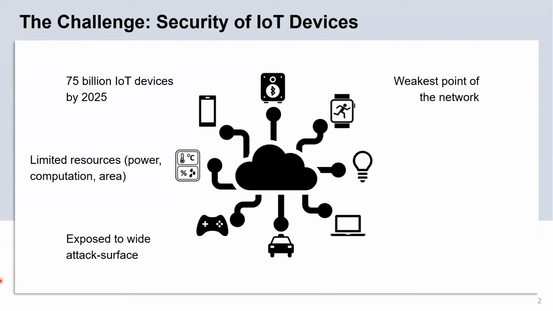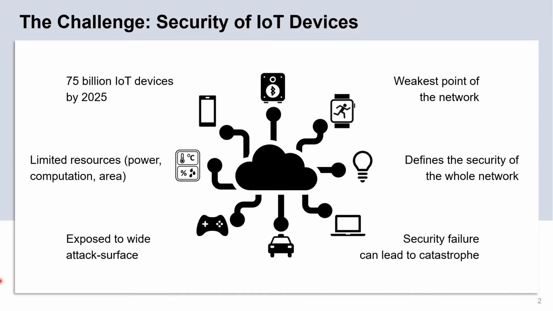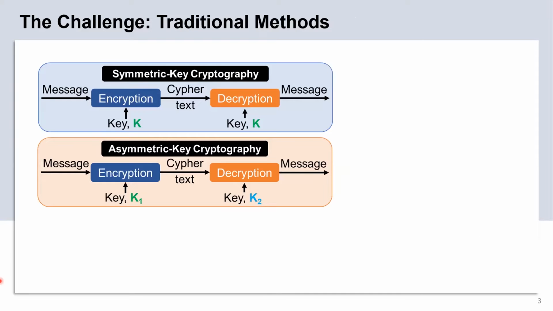Hence, these devices are the weakest node of the whole network, and they define the security of the large network they're connected to. Security failure of these devices can grant an unauthorized personnel access to the whole system. So security failure of the IoT devices can have a huge impact and lead to a catastrophe. Traditional methods use digital signature or secret key based authentication.